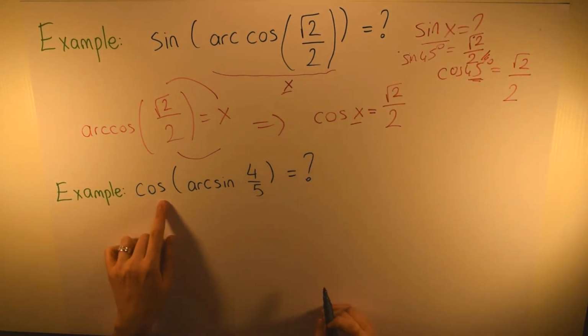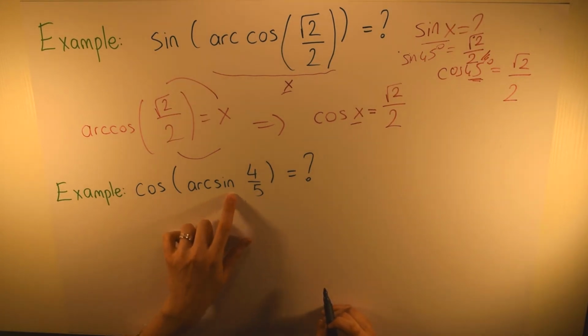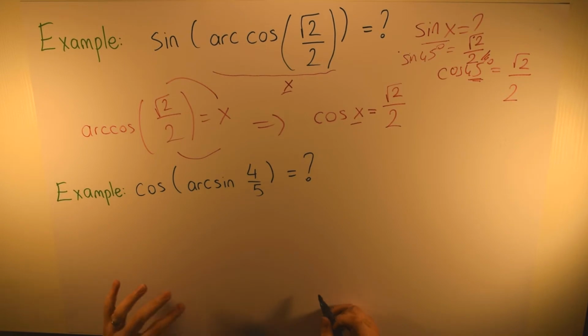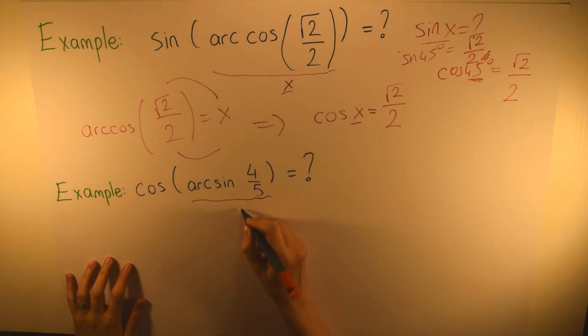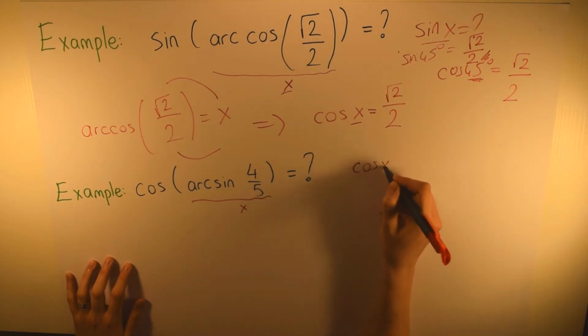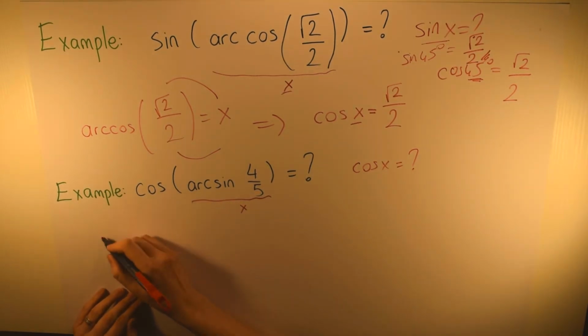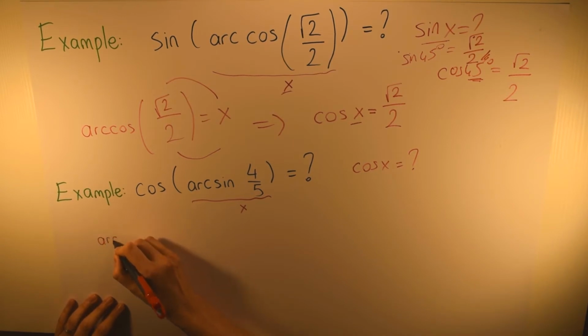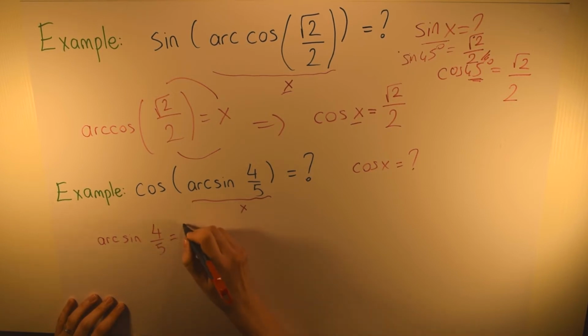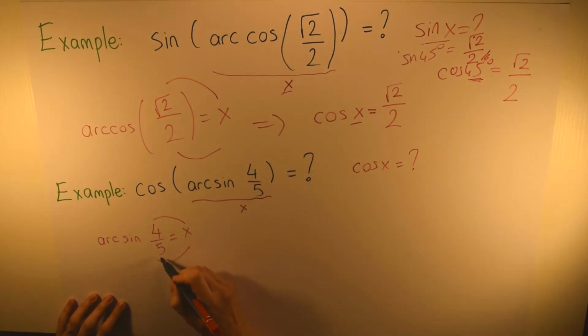Let's look at the second one. Here we have cosine arc sine 4 over 5. Same logic, we say this is equal to x. So actually cosine x is asked, right? How can we find the value of x? From here we know that arc sine 4 over 5 is equal to x, right? So let's change their locations, and this arc sine becomes sine x, which is equal to 4 over 5.